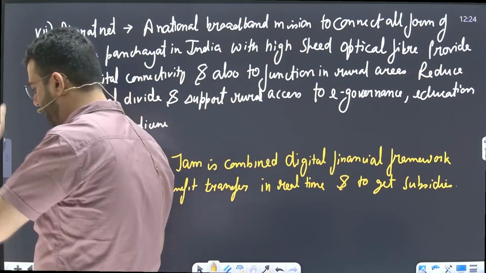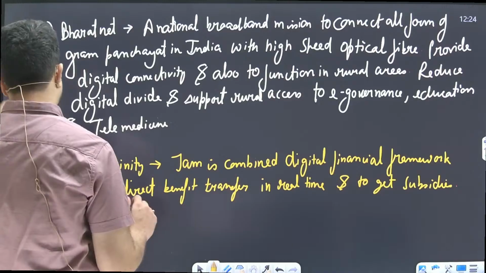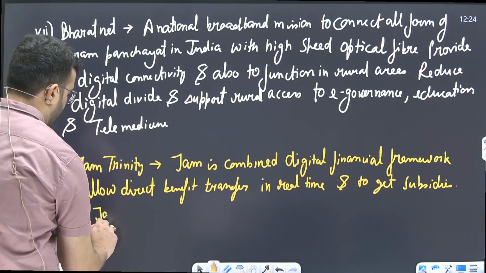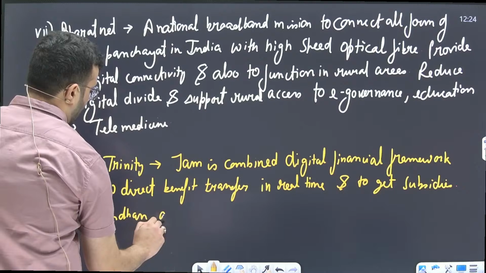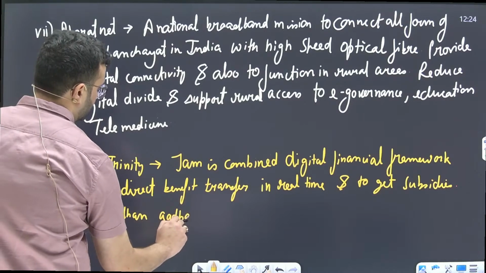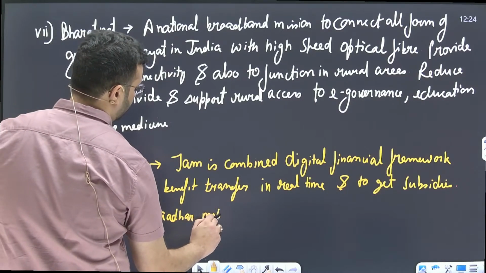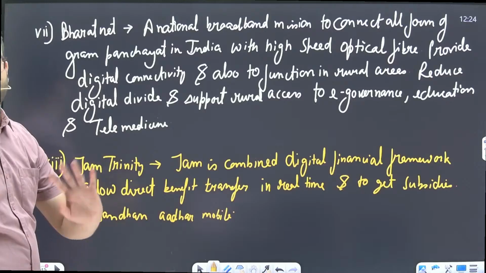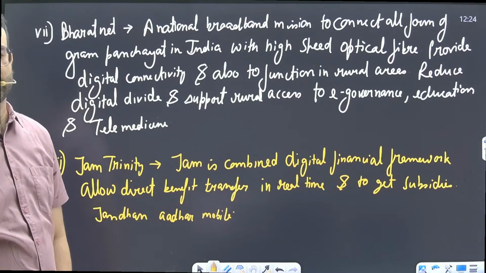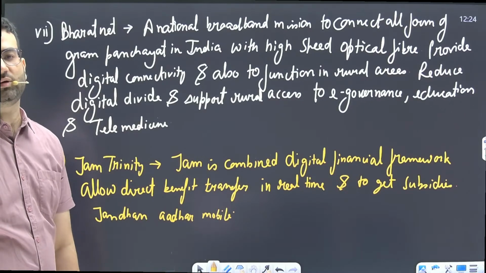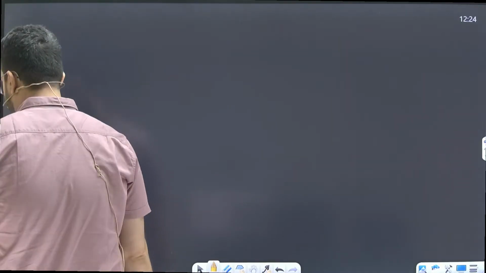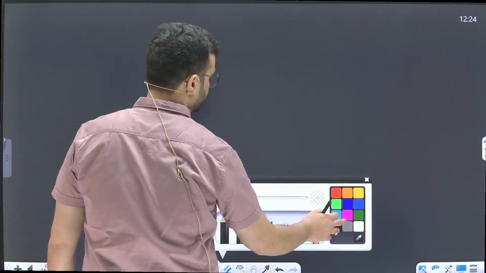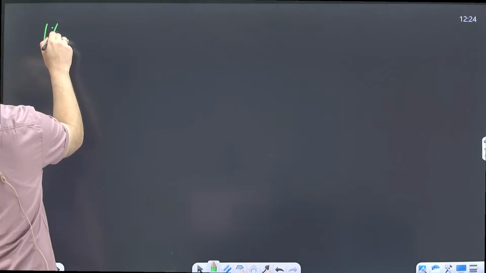This is the eighth one. JAM stands for Jandhan Aadhaar Mobile, that is JAM. Connectivity among all these things: your Jandhan Khata, your bank account, and the mobile phone, that is JAM. The last one is AgriStack.